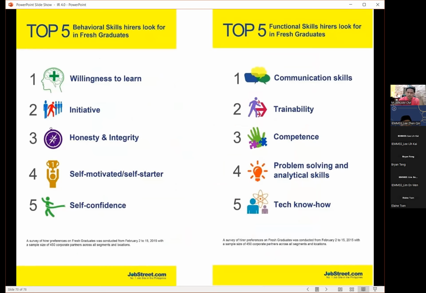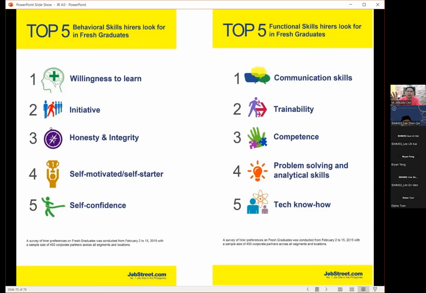First one, you need to be willing to learn. You have to have your own initiative to learn or to work. Honesty and integrity. You're self-motivated. You're a self-starter. I don't have to tell you what to do. You know what to do already. You have your self-confidence. Functional skills, communication, trainability, meaning you are willing to be trained. You are a fast learner. You are not closed-door.